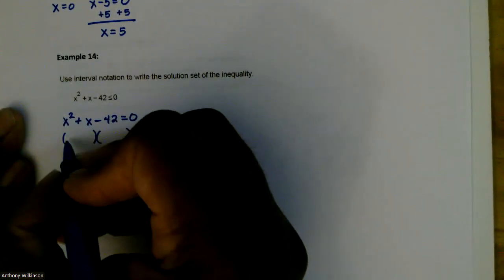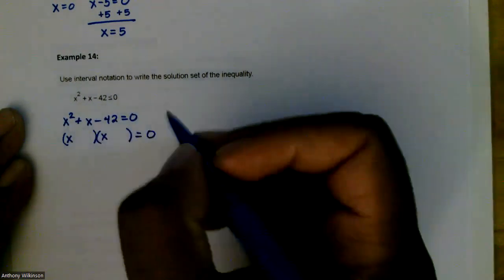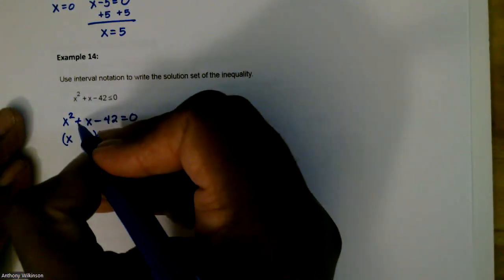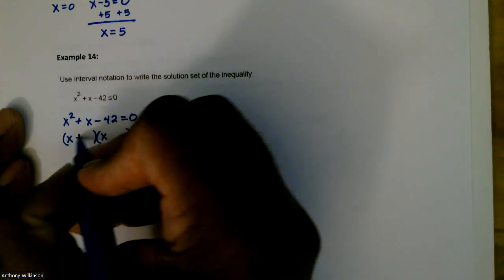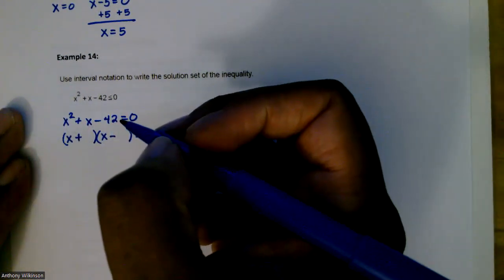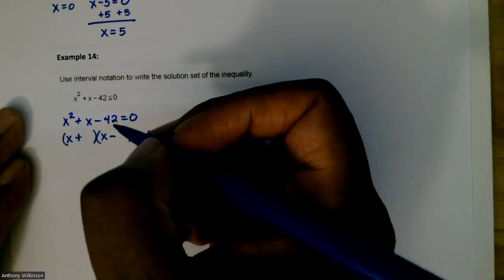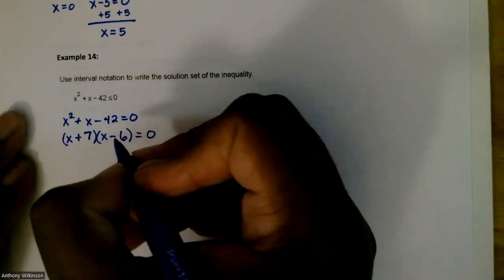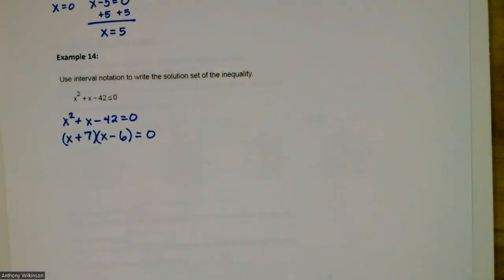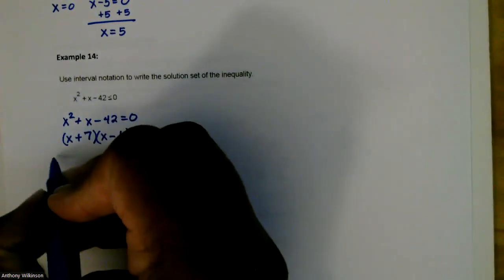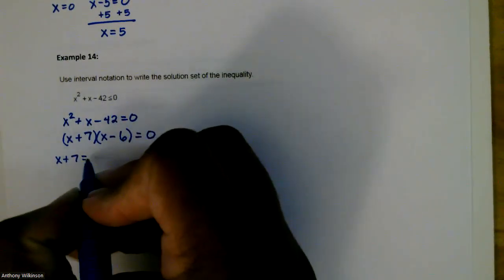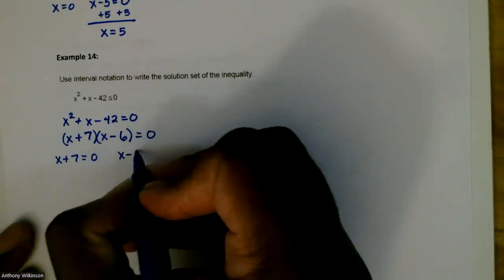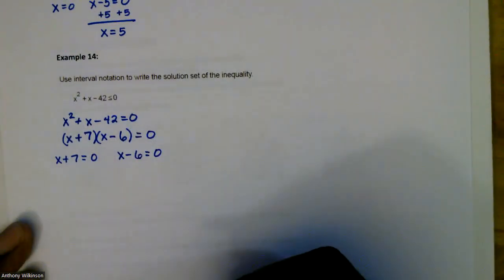So in this case, that x squared, I'll break that up as x and x. The middle term is a plus and the last term is a minus. So one has to be plus, the other one has to be minus. I need factors of 42 that will give me x as a middle term. So it'd be a positive 7 and a negative 6. So it has to be x plus 7 times x minus 6 is equal to 0. Set each binomial factor equal to 0. So this will be x plus 7 equal to 0, and x minus 6 is equal to 0.